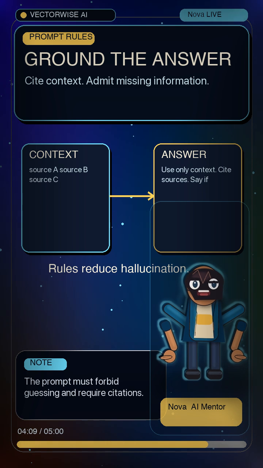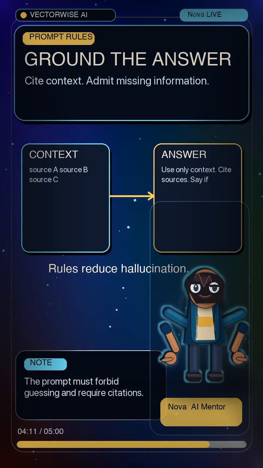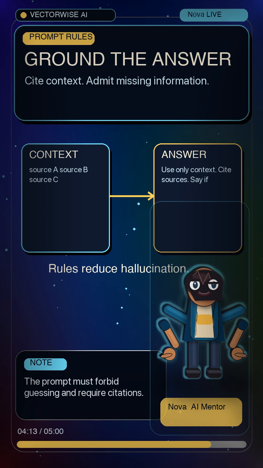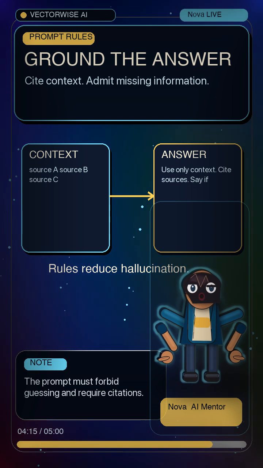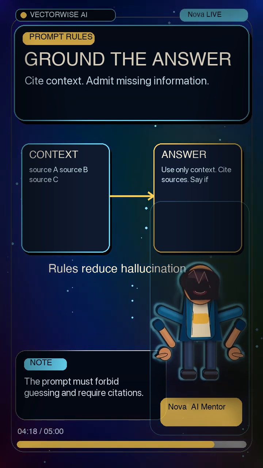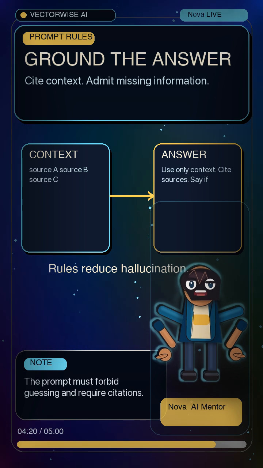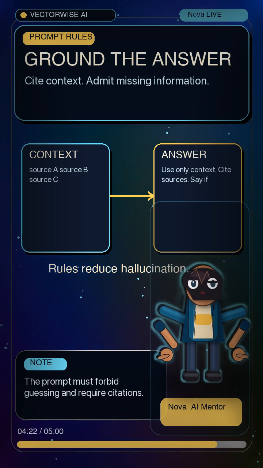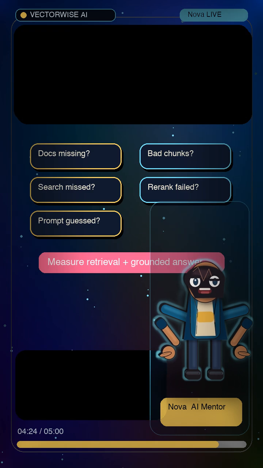The mental model is simple. The language model is the teacher. The retriever is the librarian. The vector database is the library shelf. The prompt is the lesson plan. A professional RAG app makes those 4 parts work together, then measures the result.